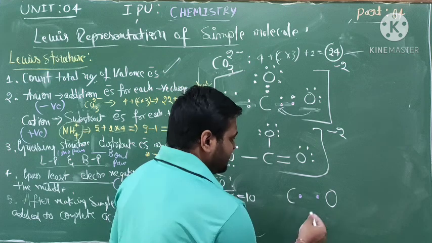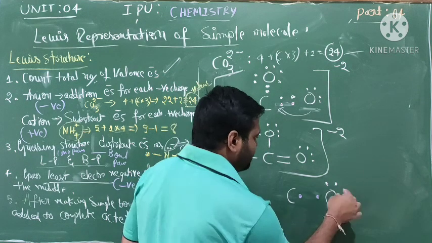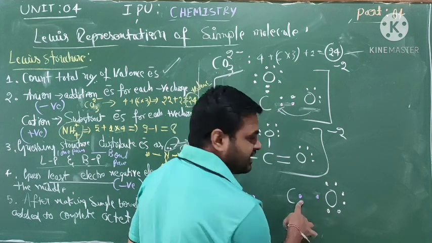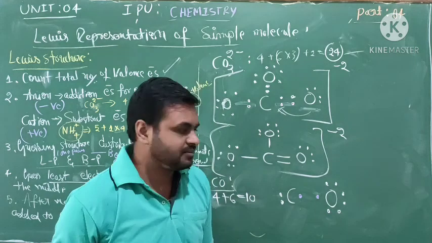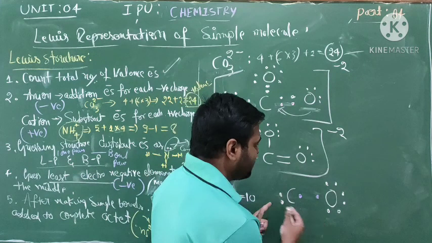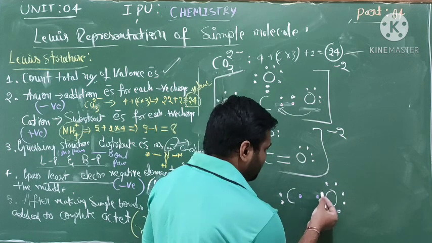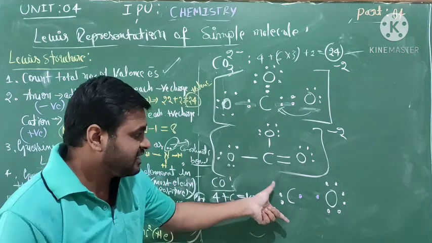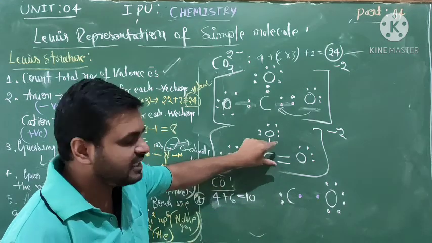So how many electrons remain? 10, then 1, 2, 3, 4, 5, 6, 7, 8, and the remaining are 9, 10. Clear? Count the number of valence electrons: 10. But this is not actually the Lewis structure, because the carbon capacity is 4.